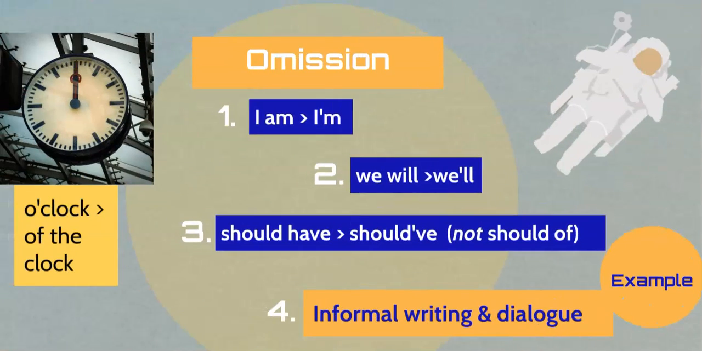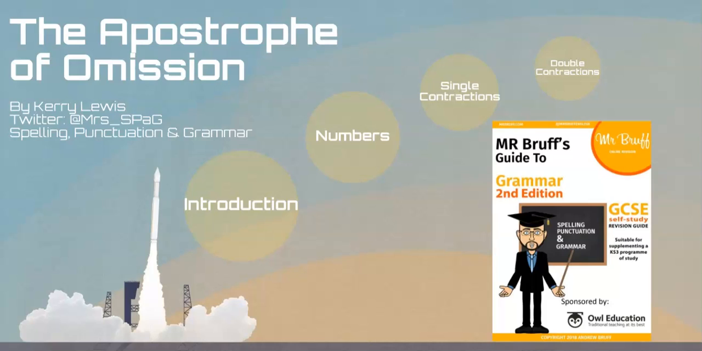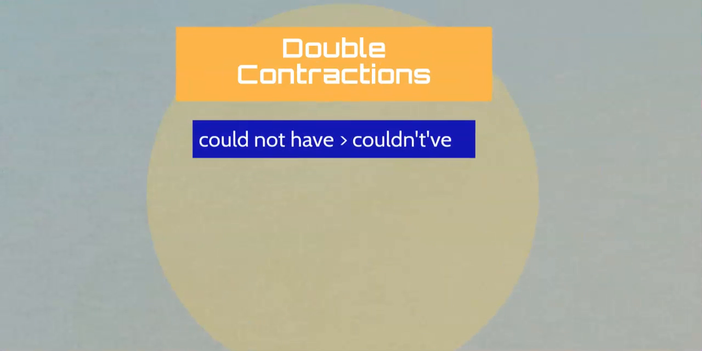Occasionally you might see a double contraction. This is when you have two apostrophes and it's used in very informal speech. For example, could not have shortens to couldn't've. The first apostrophe replaces the O and the second one replaces HA.